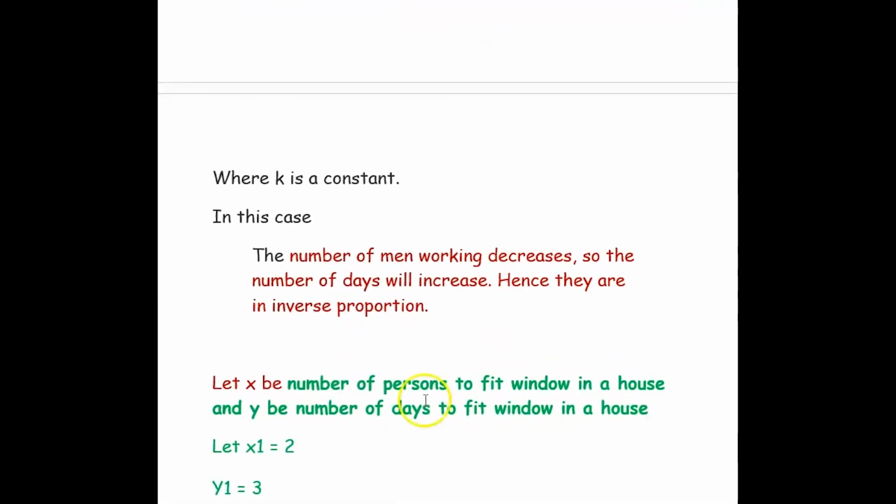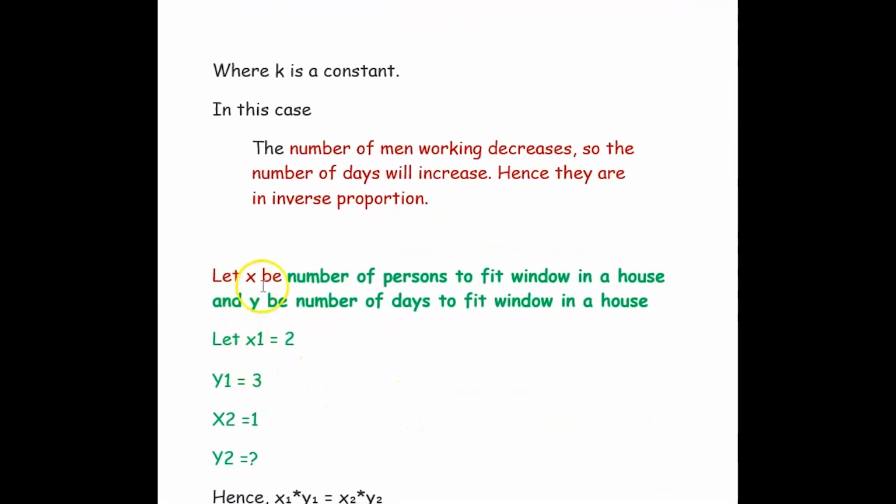So what we can do? First we'll write: let x be the number of persons to fit the window in a house and y be the number of days required to fit the window in a house. So what's given first? If 2 persons are working, x1 is 2. The number of days they have taken is y1, that is 3. Now 1 person fell ill, so only 1 person is working. So x2 is 1. We want to find the number of days.